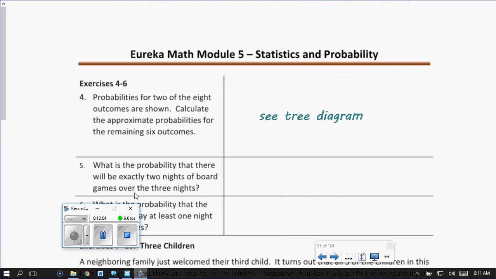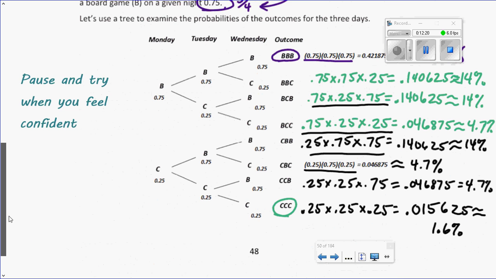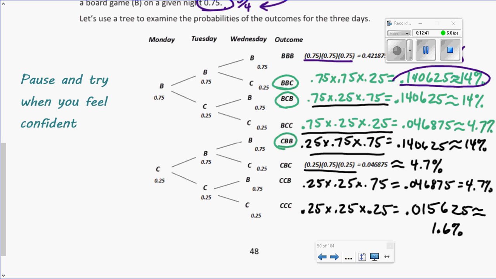Okay, what is the probability that there would be exactly 2 nights of board games over the 3 nights? So exactly 2 nights of board games. Well, let's go back and look at our tree diagram. Which of these have exactly 2 nights of board games? I'm just going to erase these so that we can see them a little better. This one has 2 nights of board games. This one has 2 nights of board games. This one has 2 nights of board games. And that's it.